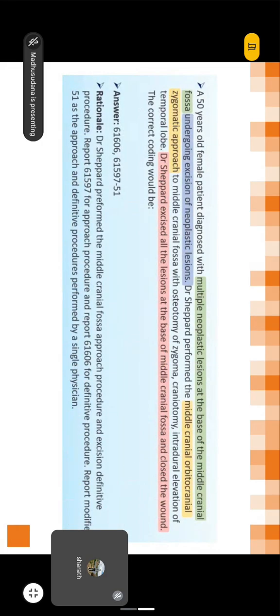So 61592, 597. Okay. The same doctor has done two procedures. Middle cranial fossa, zygomatic approach, so the temporal bone procedure is done there. So here we have two codes we have to report with the 51 modifier. Check clearly in the book what 61606 and 61597 are.